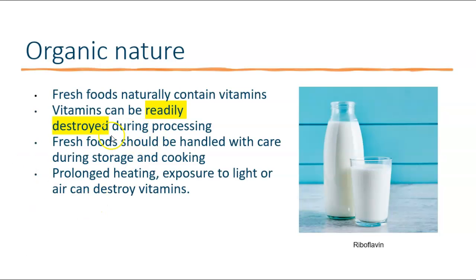So we need to make sure that our fresh foods, like fruits and vegetables, are handled with care during storage and cooking so that you can retain most of the vitamins. If you enjoy having your vegetables very, very soft, most of the vitamins are probably destroyed because of the overcooking.